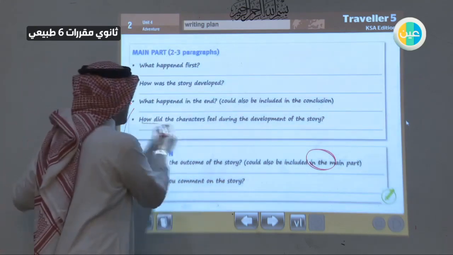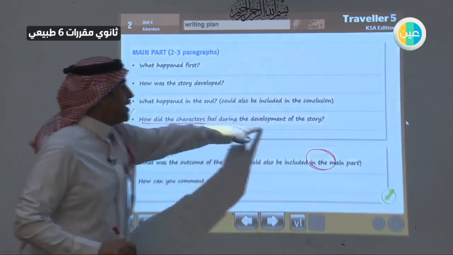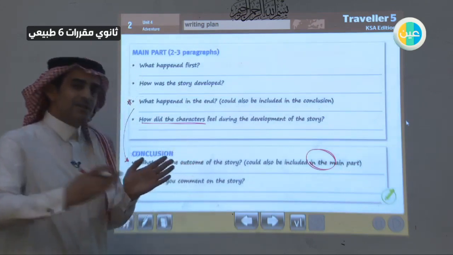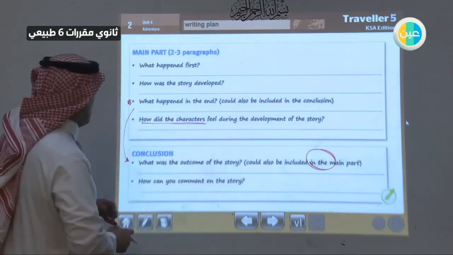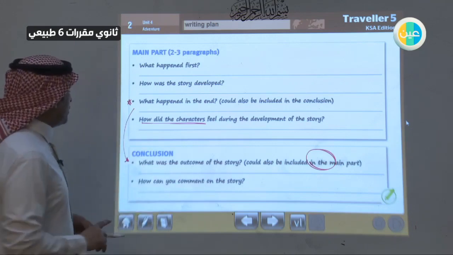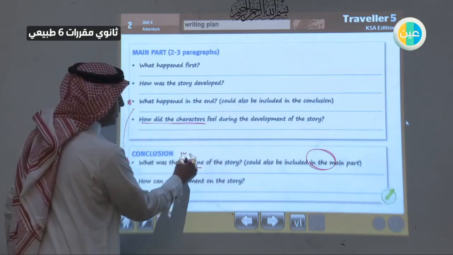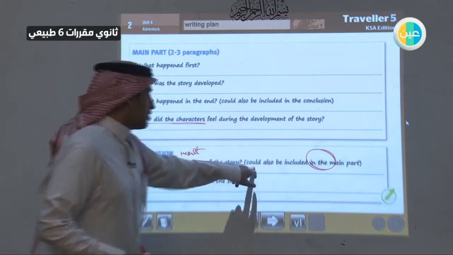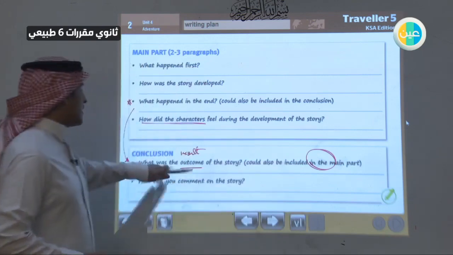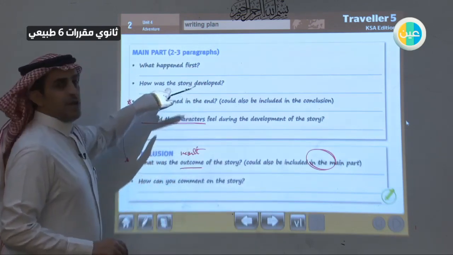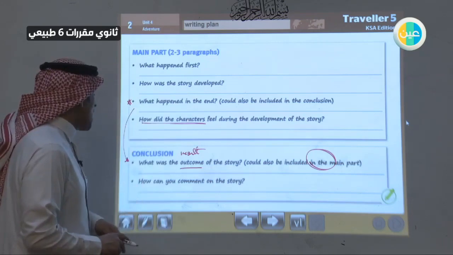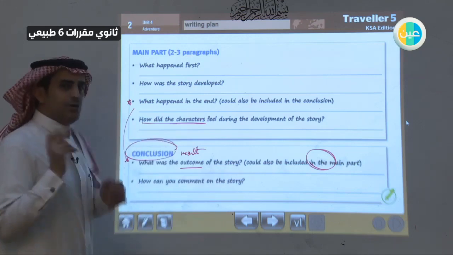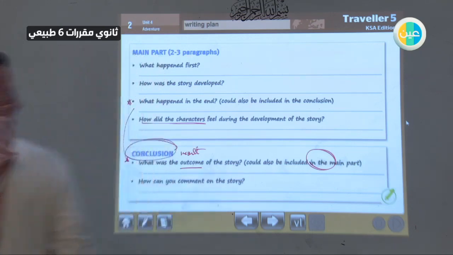How you felt is very important during the development of the story. I need your feelings during the story, from the beginning to the end. Okay? And lastly, conclusion. What was the outcome, result, or consequences of the story? It could also be included in the main part. And the last one is, how can you comment on your story? Usually in the conclusion, I need your opinion and comments.